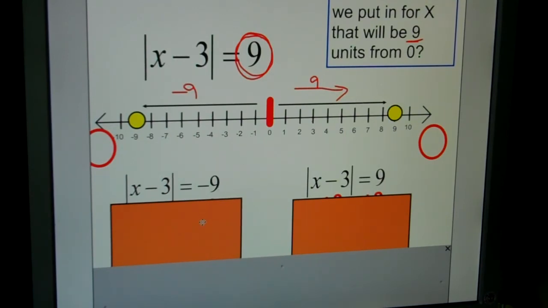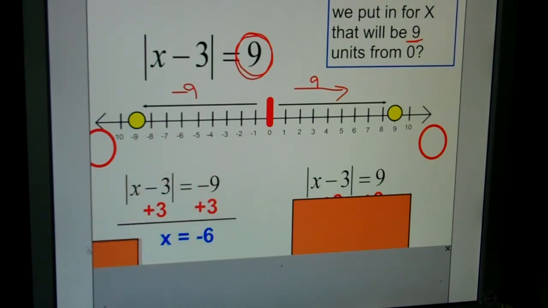All right. Then you just solve it like a regular one-step equation. I need to get x by itself, so I have to do the inverse of negative 3, which is plus 3. And if I do it to one side, I have to do it to the other. So I've done that. Let me move this somewhere. And I get x is equal to negative 6. That's 1. That's going to the left.